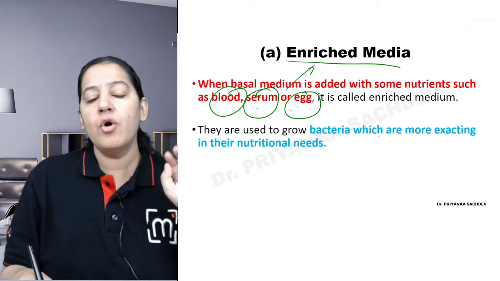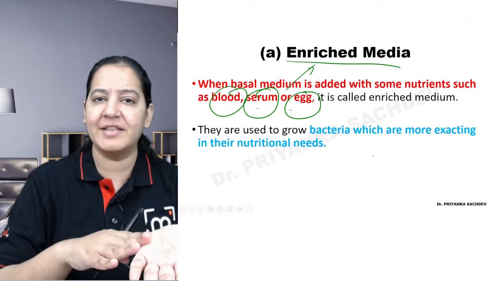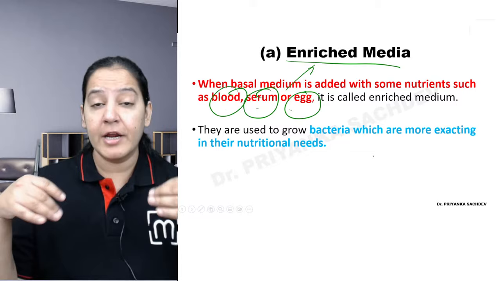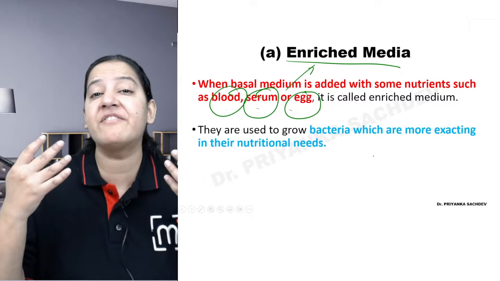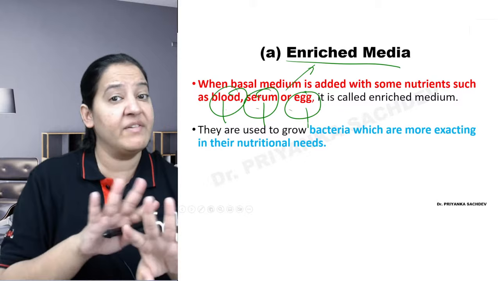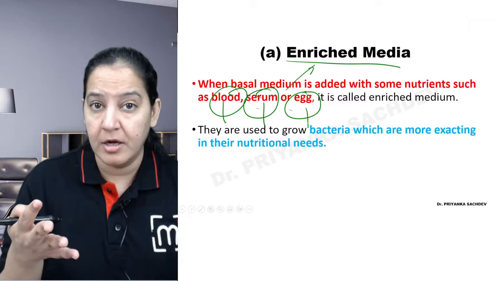You know, there are humans, we all eat food. Some people can eat anything. Whatever you provide in the plates, they will eat. But some people are very fussy. They have many requirements. So I will not eat this, I will eat this. In the same way, there are some bacteria which are very fussy. So they require blood, serum or egg for their growth. Otherwise, they will not grow. So for such bacteria, we have to provide special nutrition on a special media. So the special media is known as enriched.